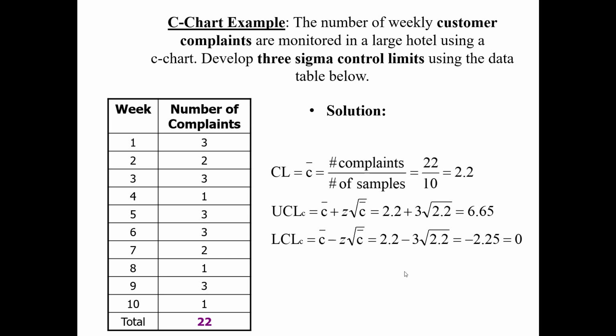The question is whether the hotel service is in control or not while using the current parameters of the hotel. So develop 3 sigma control limits using the data table. We want to construct a 3 sigma control limit.